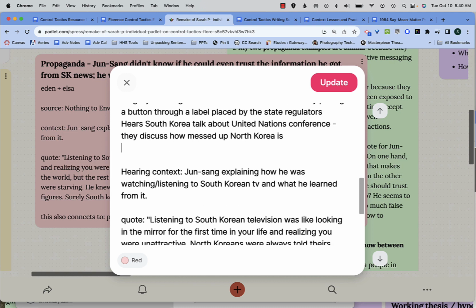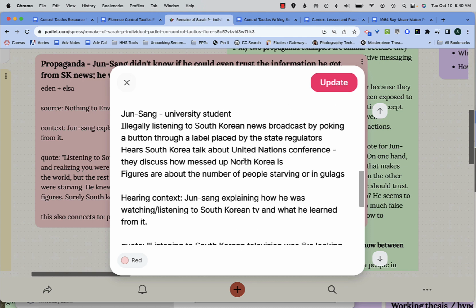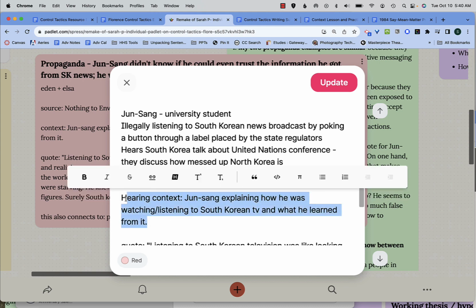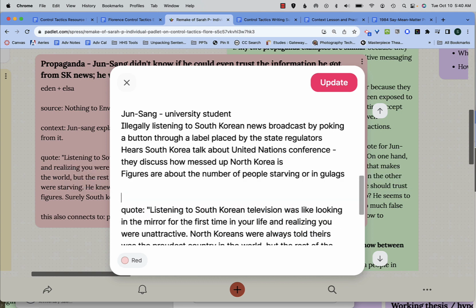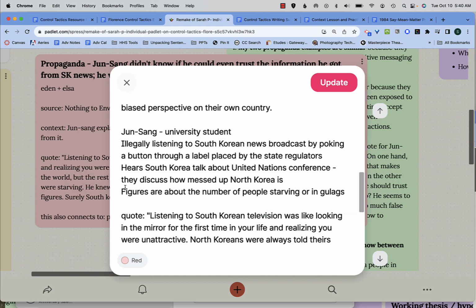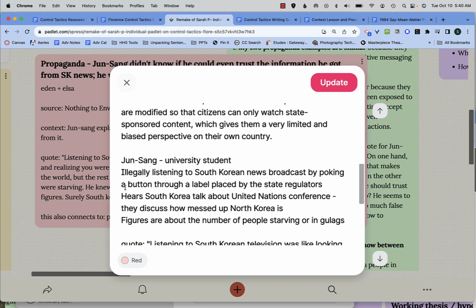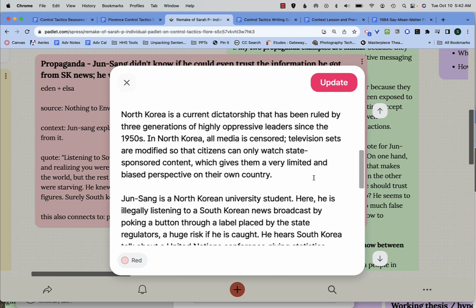I'll say that the figures about the number of people starving or in gulags. Okay, so now I've brainstormed my context. I can delete this. That was what the group who found this quote gave me, but now I'm going to write my own. So I'm going to delete that, and now I'm going to build out my bullet points into sentences. Okay, let's see where I am.